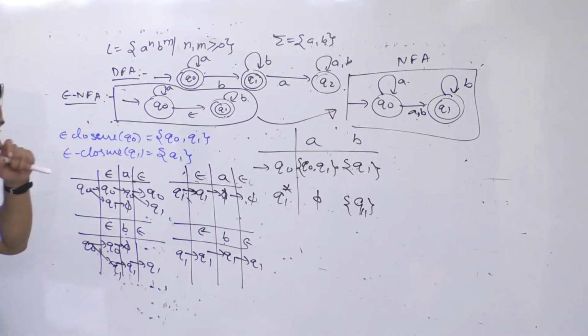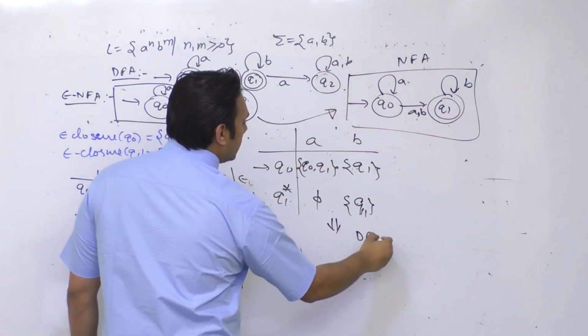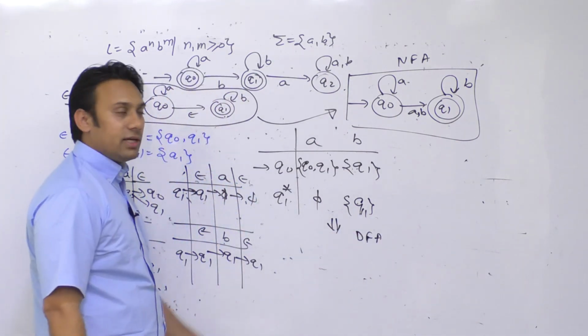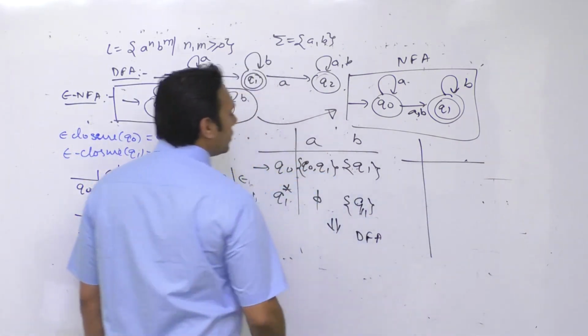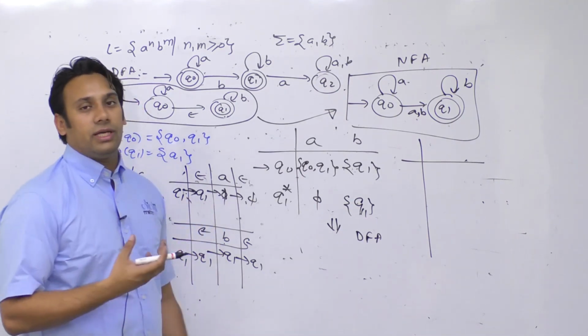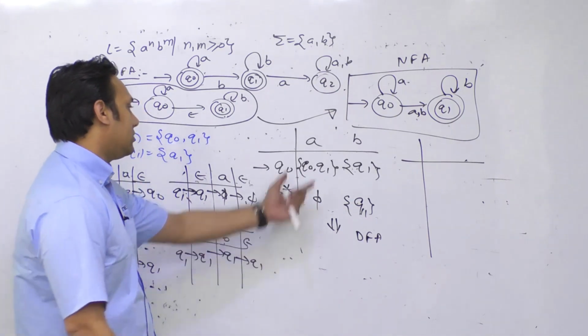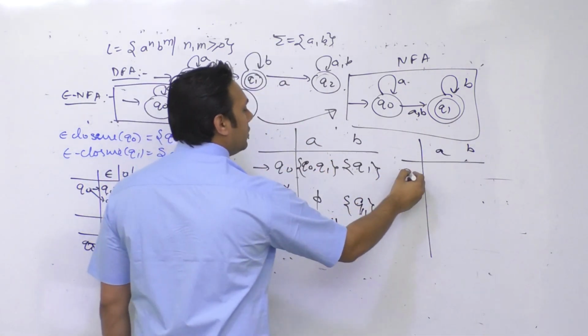Okay. Now you can also convert this to a DFA. इसको आप एक DFA में convert कर सकते हैं. And how can you do it? Very simple procedure. We have done it yesterday also in the previous class. हम लोगों ने convert किया था कि आप किस तरीके से एक NFA को DFA में convert कर सकते हैं. So this is the transition table of an NFA. I'm going to convert it to a DFA.